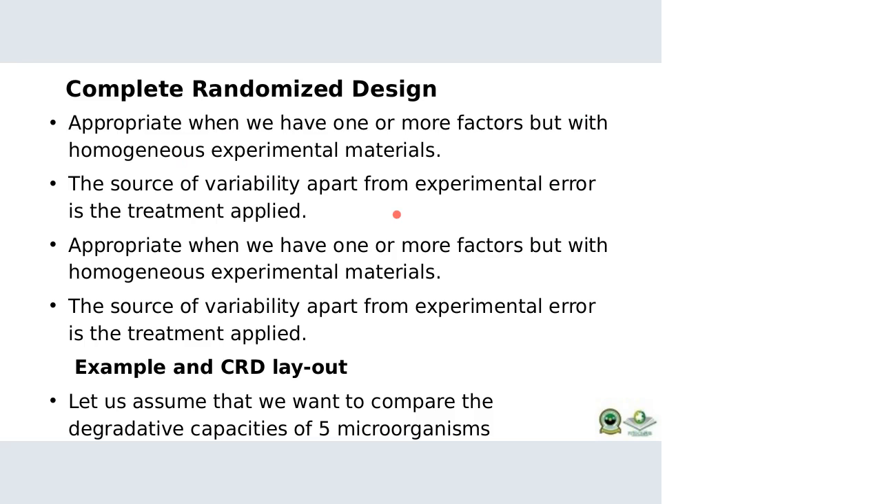The source of variability, apart from experimental error, is the treatment applied. That same treatment, one effect that you're looking at. And it's only appropriate when we have one or more factors, but with homogeneous experimental materials. The source of variability, apart from experimental material, is the treatment applied.